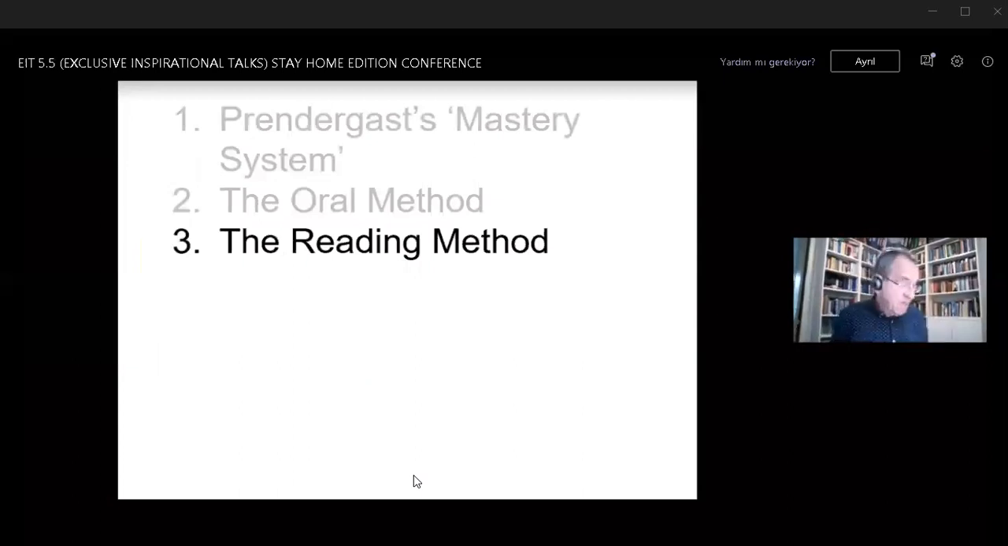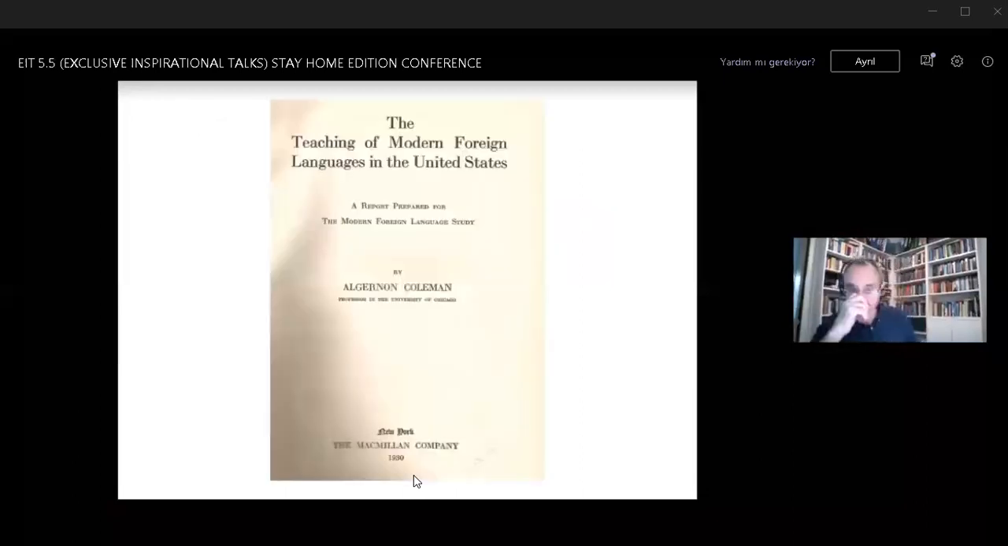The reading method. You may well not have heard of it. It came out in the United States in the 1930s in this book. Basically the problem was that students at school in the United States at the time who were learning modern foreign languages like French, Spanish, Russian, or whatever, were making very slow progress. It was very frustrating. They were just not getting anywhere in the 2 or 3 years that they had to learn these languages at only 2 or 3 lessons a week, perhaps.